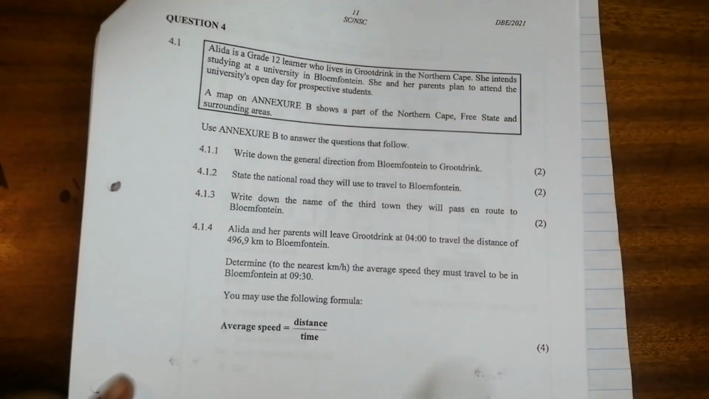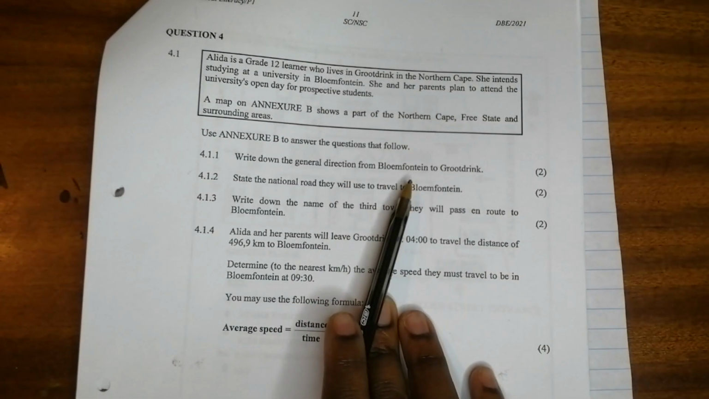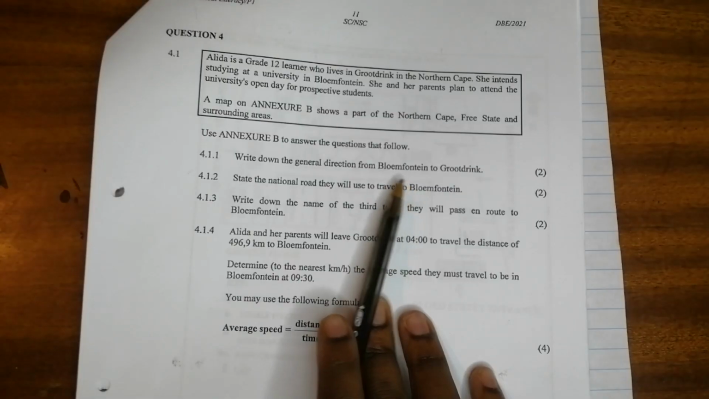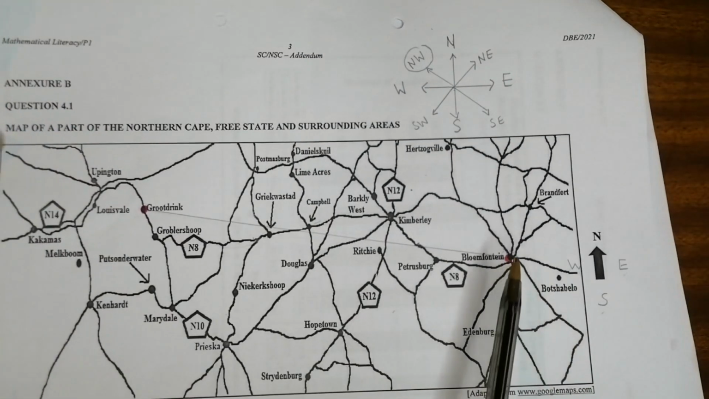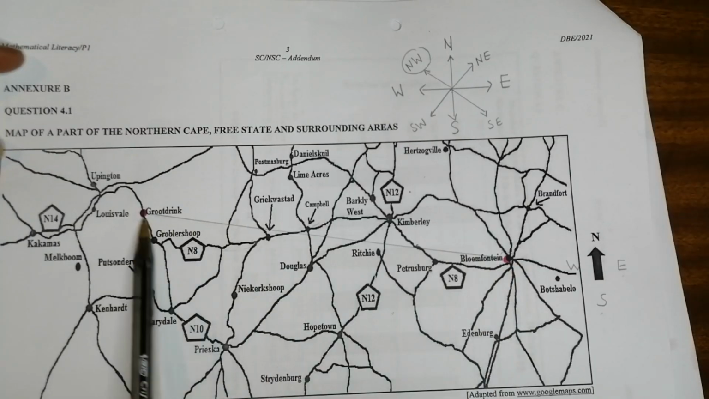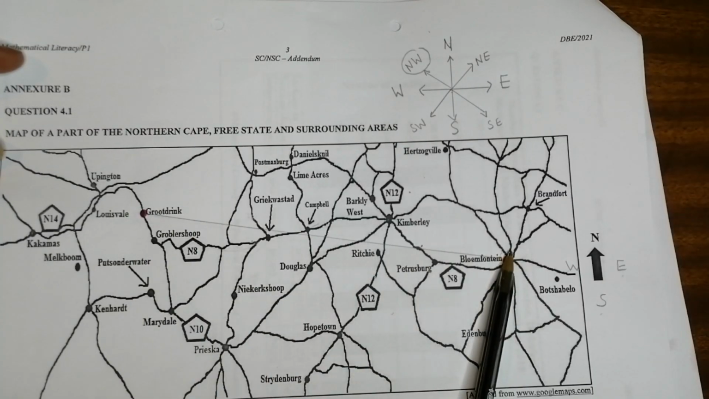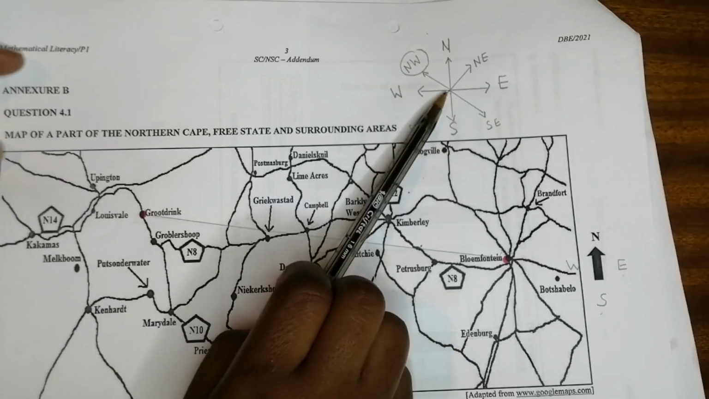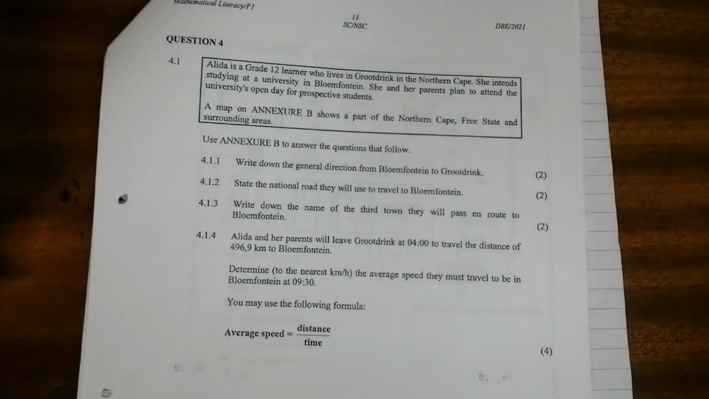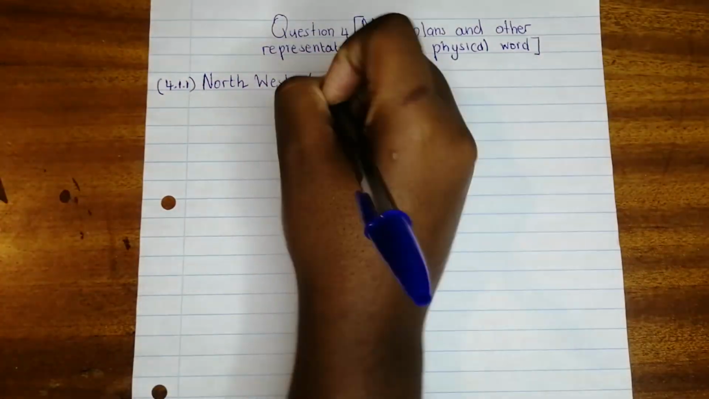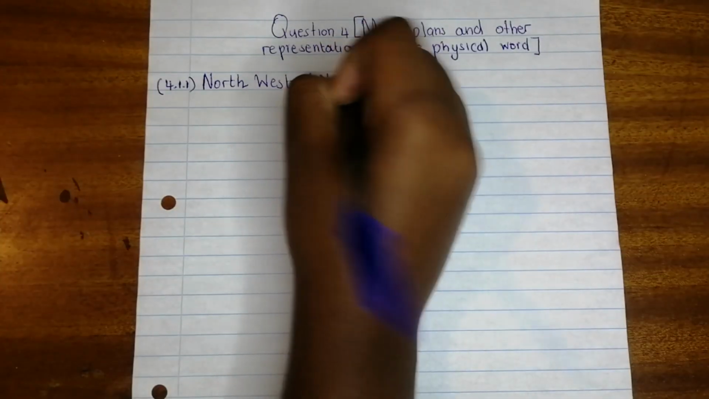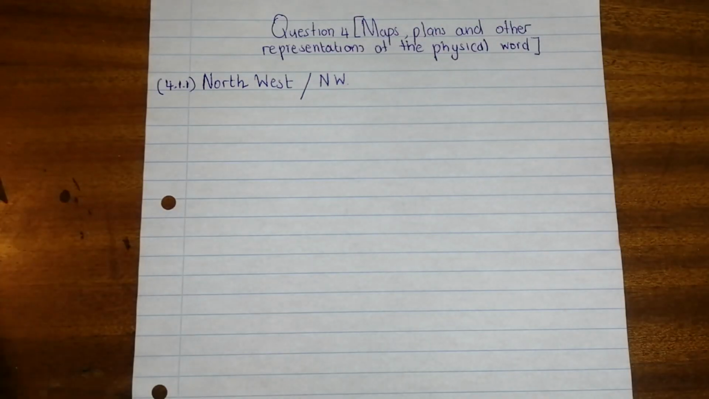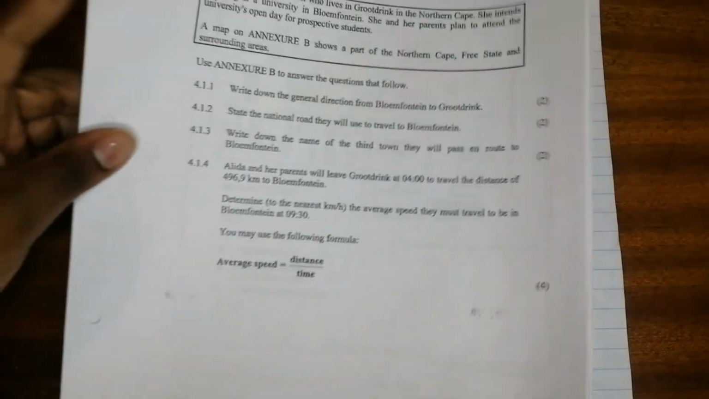Okay, so the general direction from Bloemfontein to Grootdrink is northwest, right? Because you are moving in the northwest direction. You can also say NW. Okay, let us move on to the next question.